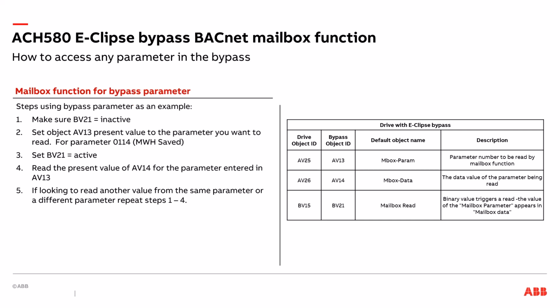To access a bypass parameter, the steps are identical to the drive, except they use different bypass object ID numbers. So first, we're going to make sure BV21 is set to inactive. We are then going to set the present value of AV13 to the bypass parameter we want to access. For the example I'm going to show you in YABE, I'm going to access bypass parameter 0114, which is the megawatt hours saved. Then I'm going to set BV21 to active, and then I'm going to look at the present value of AV14, which will be the value in parameter 0114 that I had set up in AV13. Now, if I want to access a different parameter in the bypass, I will re-execute steps 1 through 4 in order.